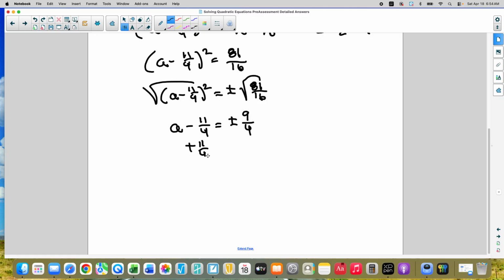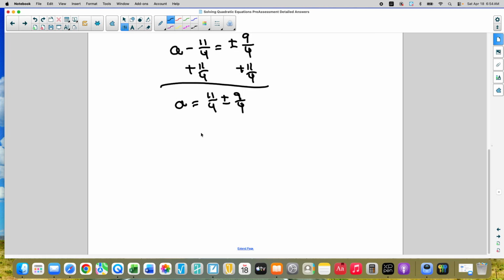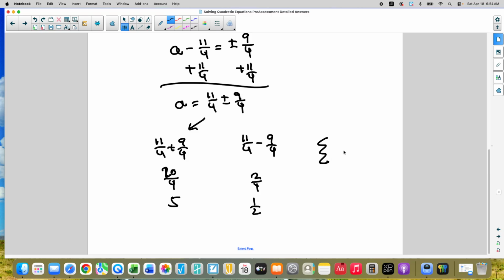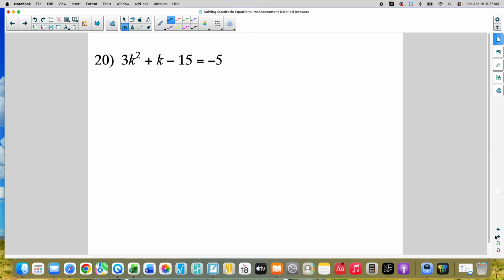Let's add 11 fourths to both sides. a equals 11 fourths plus or minus 9 fourths. Now we do both of the statements. 11 fourths plus 9 fourths, 11 fourths minus 9 fourths. That gives us 20 fourths, or 5. This gives us 2 fourths, or 1 half. 1 half, comma 5. Cool answer. I like it. Wow, we just keep going. How many of these? Who cares?